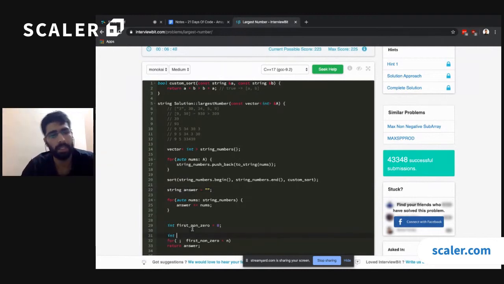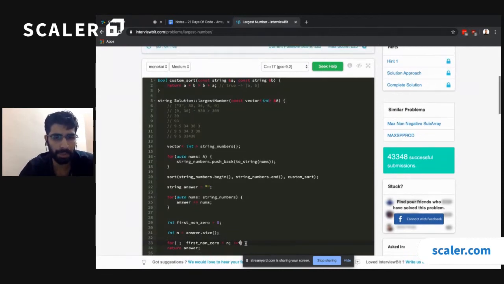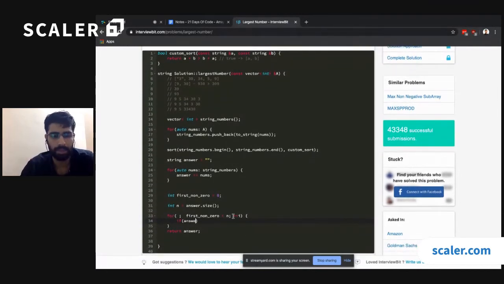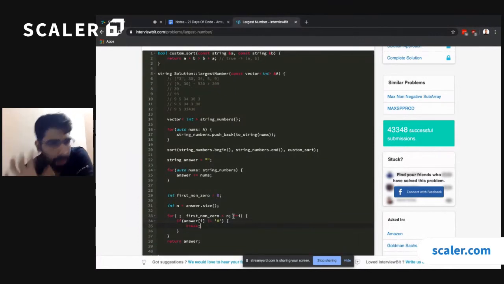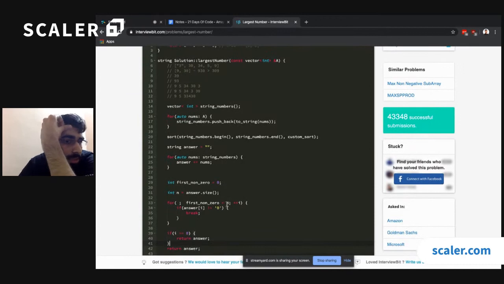So I will say n is equal to answer dot size. Then i less than n, then plus plus i. If answer i is not equal to zero, it's a non-zero number, I can just break. So basically I know that all the numbers before this i were zero. So I have to remove those leading zeros. If i was zero, I mean the very first number itself was non-zero, so I can return the answer directly. That is fine. Worst case, i can be n.